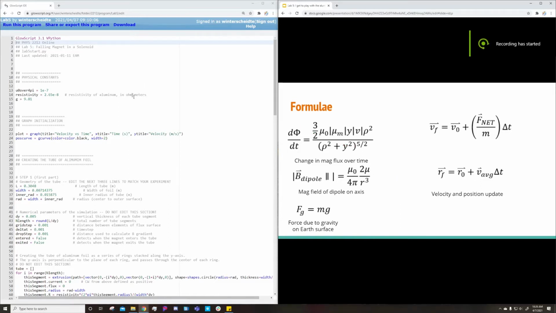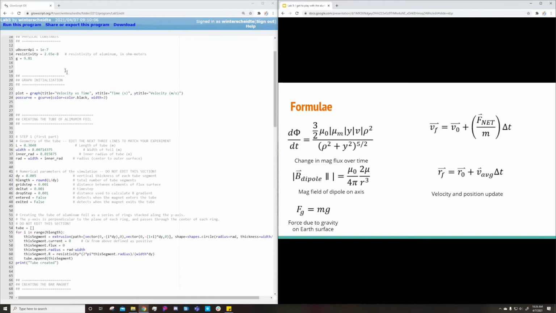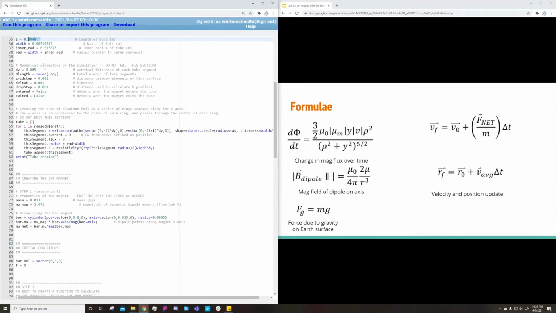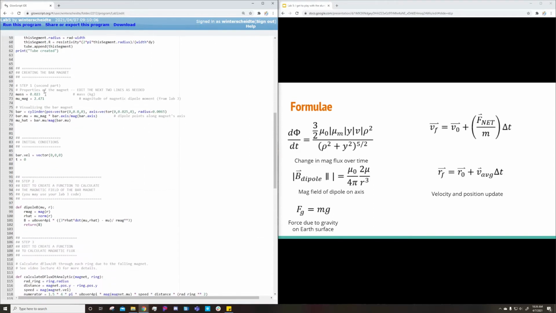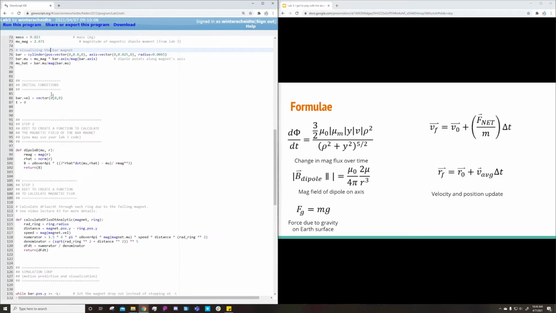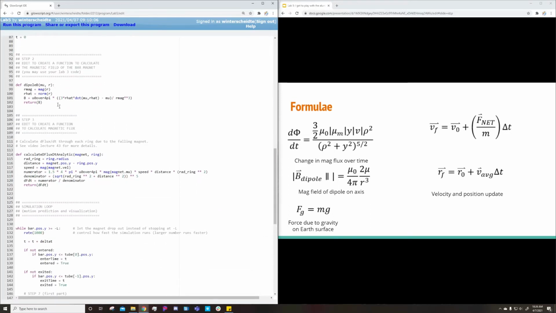If you look over at the left-hand side of the screen, you can see the Glowscript code. I'll just walk through that real quick. Right here, I just have the geometry of the tube. So it's 1 foot long. The width of the foil is just less than a centimeter. Then we have the mu value found in Lab 3, and also the definition of the magnetic field of a dipole from Lab 3.